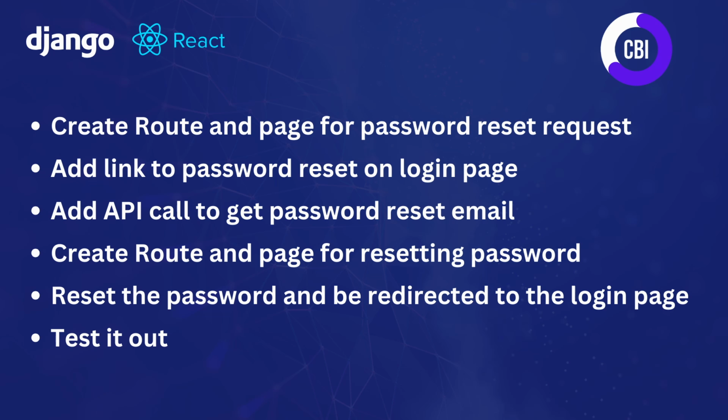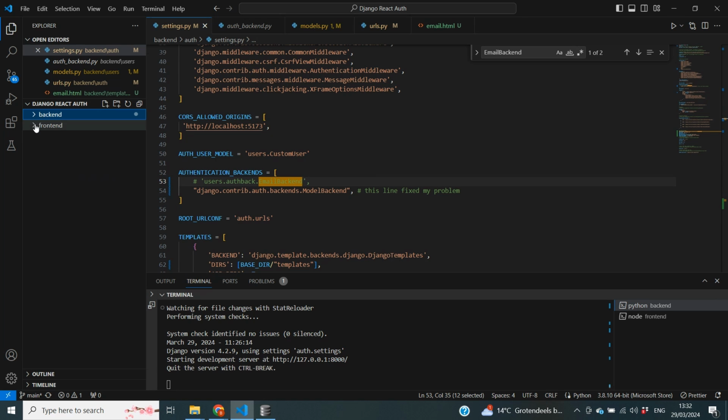Once that initial first part is working, we're going to continue and create the route and the page for actually resetting the password. And we're going to make sure that after the password has been successfully reset, the user is redirected to the login page. And as a final step, we're going to test it out and make sure that everything works the way that we expect. And the first step is creating a new route and JSX page for our password reset requests.